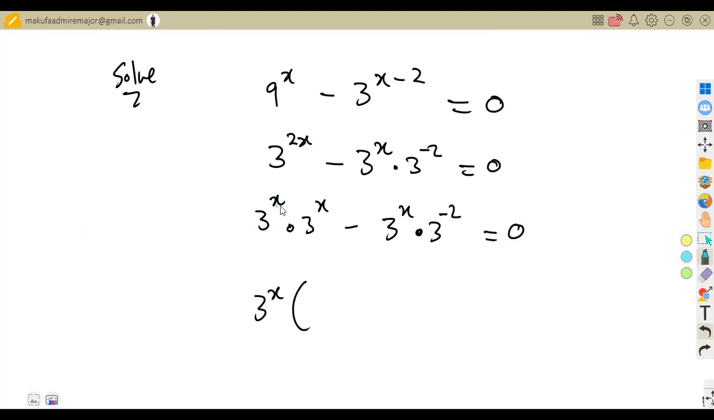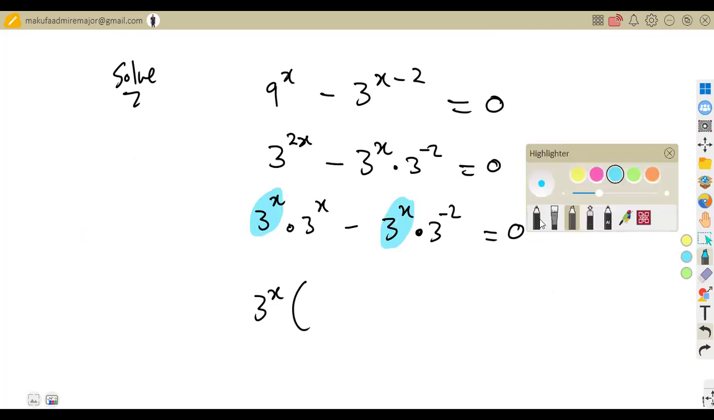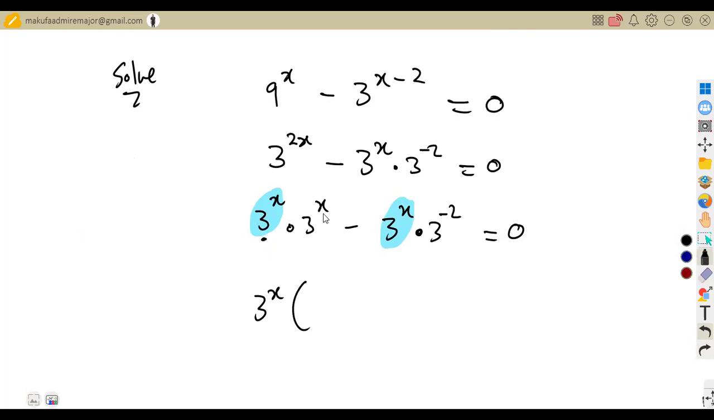There are two of them, so I'm just going to take this one. And on this, we've got also 3 to the exponent of x here. So if we factor out the 3 to the exponent of x, which is the common term, what do we remain with here? We remain with 3 to the exponent of x minus 3 to the exponent of minus 2 like this. This is equal to 0.